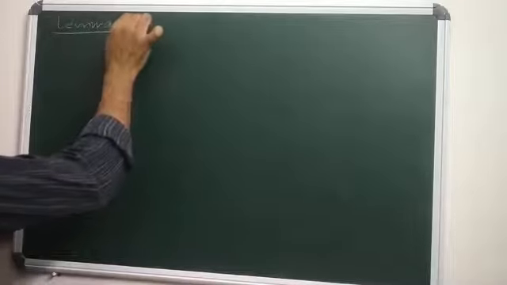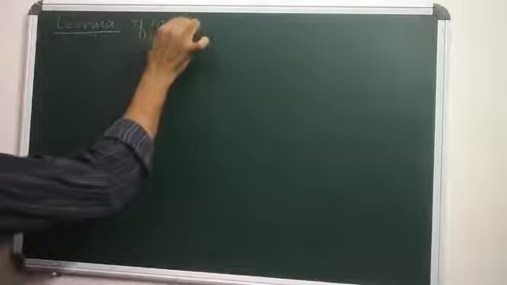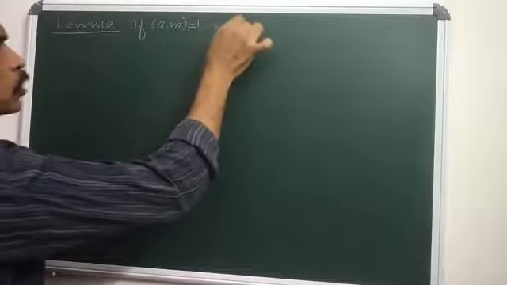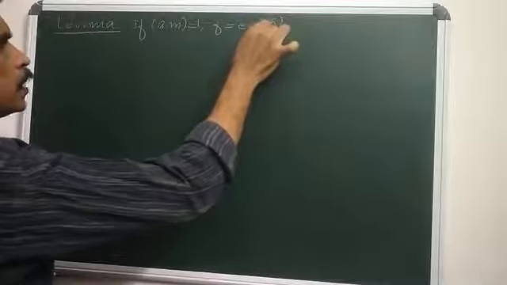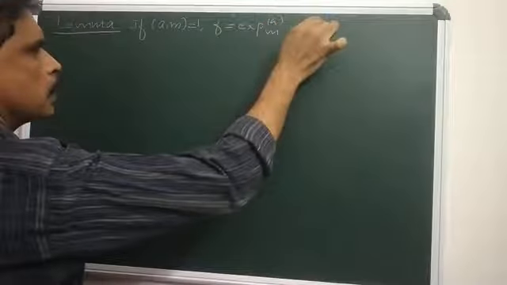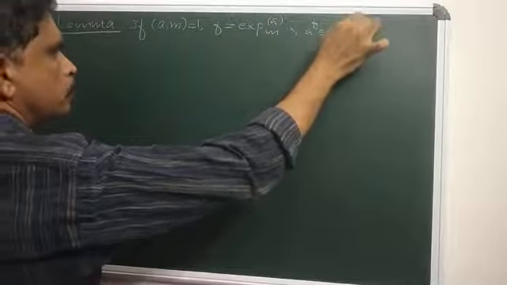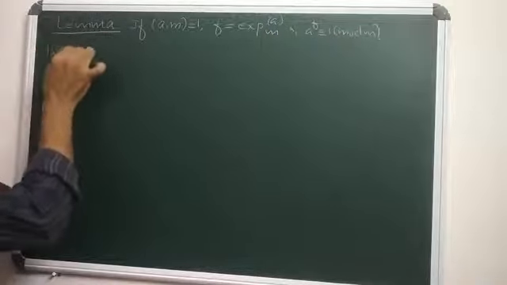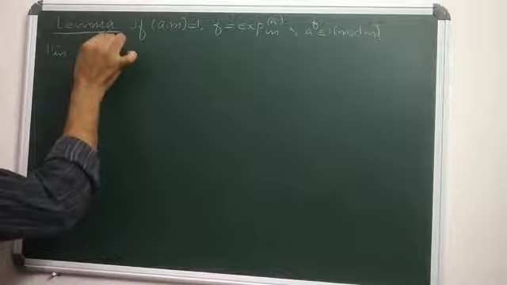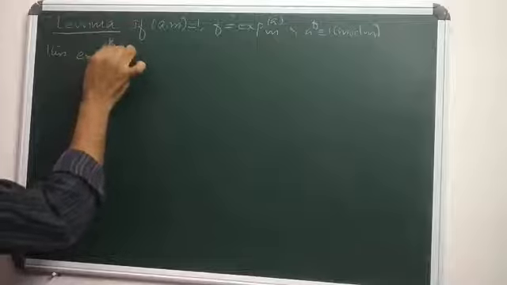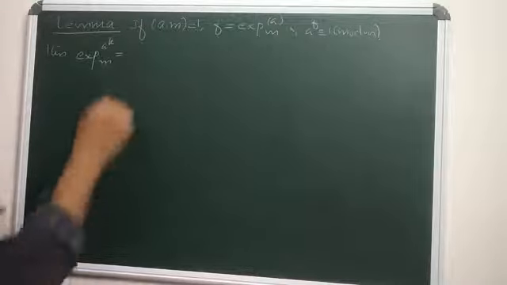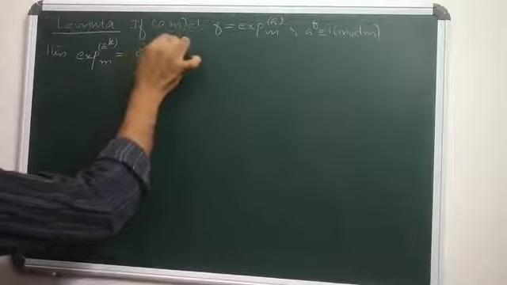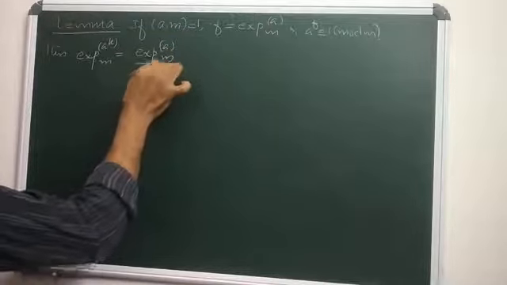So the lemma is: if a and m are relatively prime and f is the exponent of a mod m, that is, f is the least positive integer such that a to the power f is congruent to 1 mod m, then the exponent of a to the power k mod m is the same as the exponent of a mod m divided by GCD of k and f.